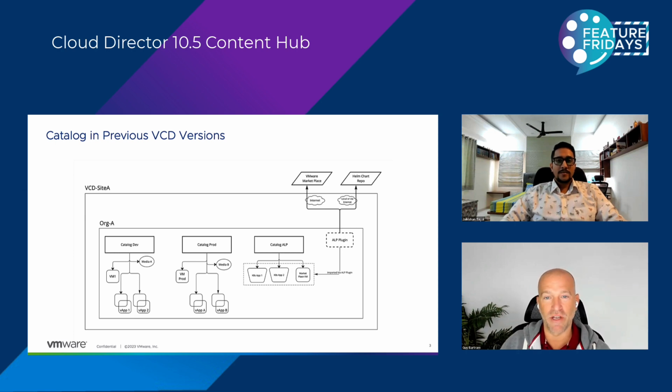So this is a really great step forward to see. ALP is not going away, at least not immediately. That's an important point. We invested time in ALP, and it's still going to be there. Over the next few releases, it will start gradually being phased into this Content Hub. Yeah. So this was the previous architecture where we had catalogs.